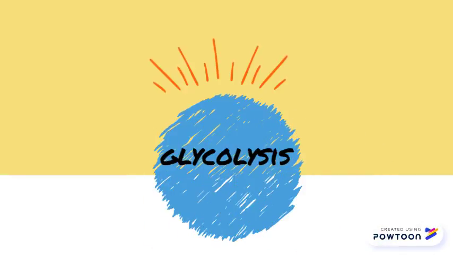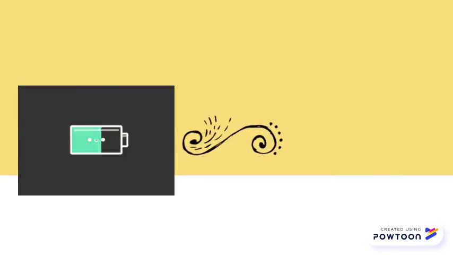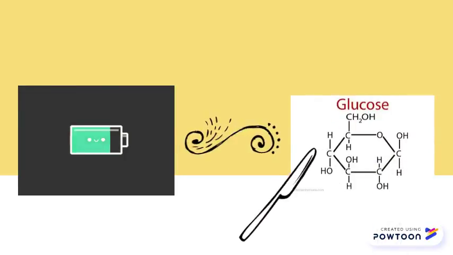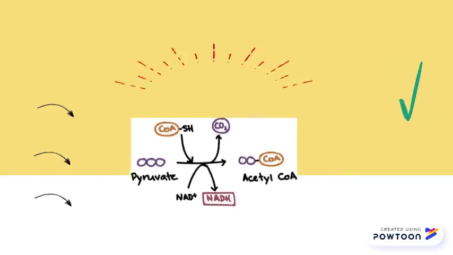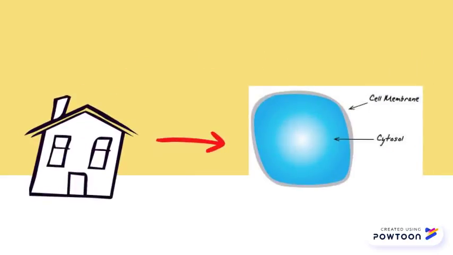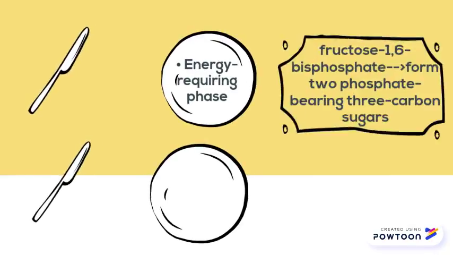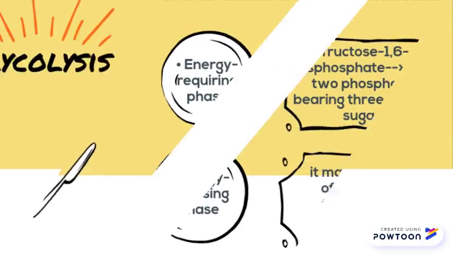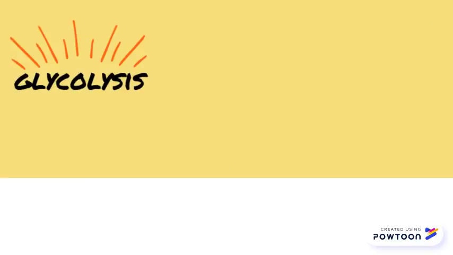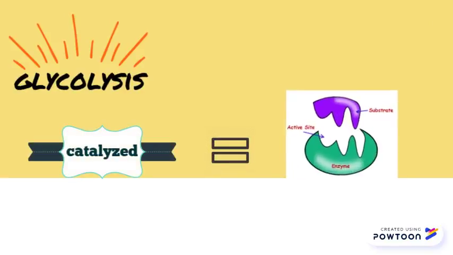Glycolysis is a series of reactions that extract energy from glucose by splitting it into two 3-carbon molecules called pyruvates. It also takes place in the cytosol of a cell. It can be broken down into two main phases, the energy requiring phase and the energy releasing phase. The reactions of glycolysis are catalyzed by its own enzymes.